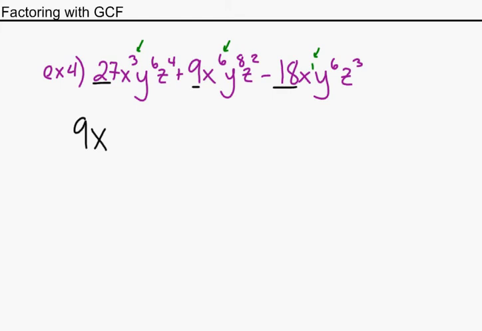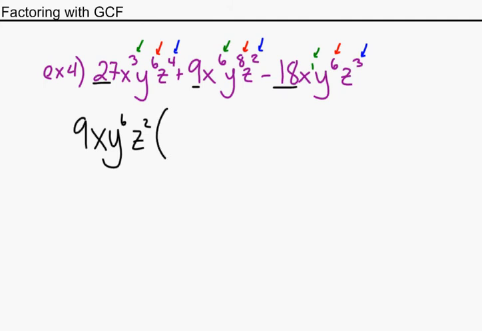Then just repeat that process. Go through the y's. There's 6 y's there, 8 y's there, 6 y's there. So what do they share in common? Well, they share 6 y's. Then repeat the process. Lastly with the z's. 4 z's there, 2 z's there, 3 z's there. So how many do they share in common? Well, they share 2. And that's my GCF, 9x y to the sixth z squared.